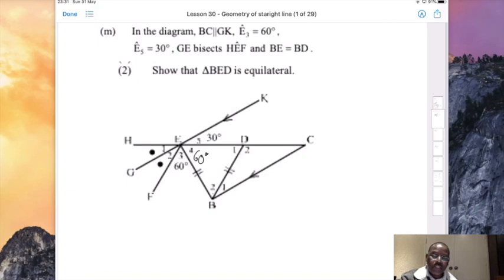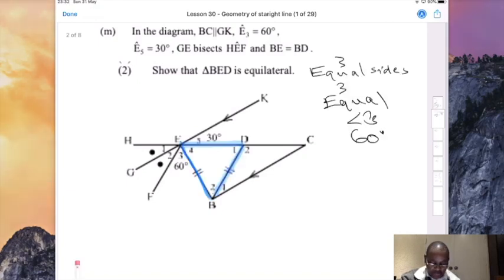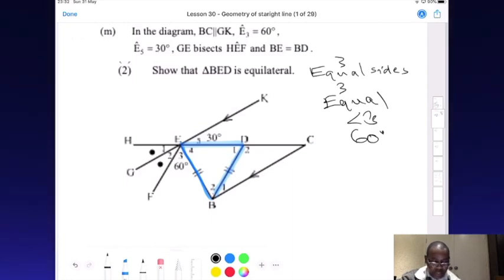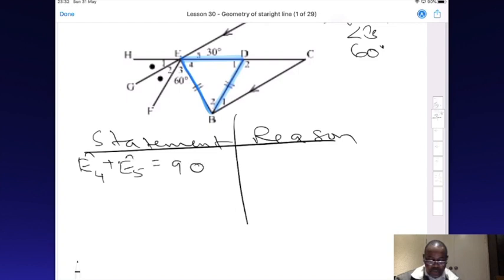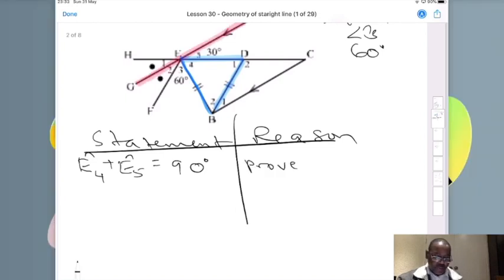In question 2, we want to show that triangle BED is equilateral. We actually need to prove that angle E4 is 60 degrees and angle D1 is 60 degrees and angle B2 is 60 degrees. We need to prove that. Now let's go ahead and prove that. We need a strategy here. We are looking for E4. What do we know already about E4 plus E5? We know that this must form 90 degrees. This is because we said earlier on that the line BE is perpendicular to the line GE. This was proved, so proven.